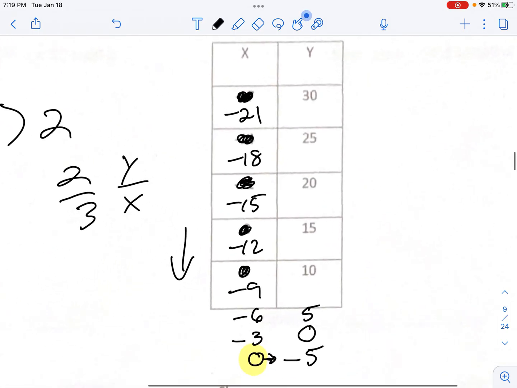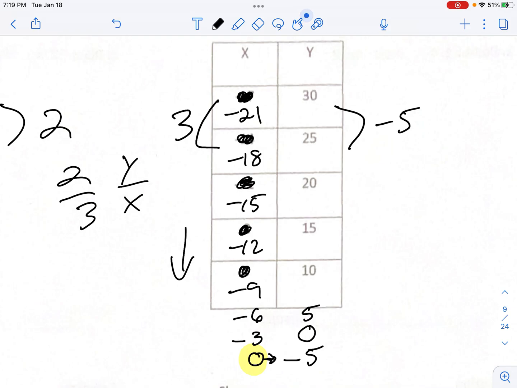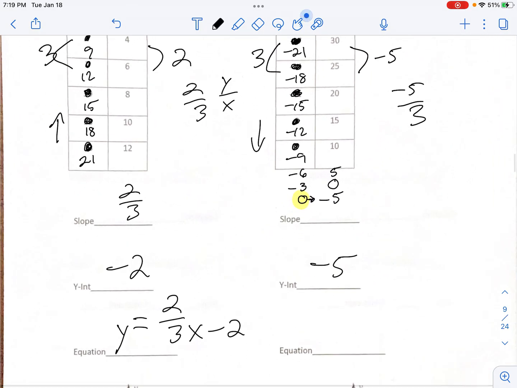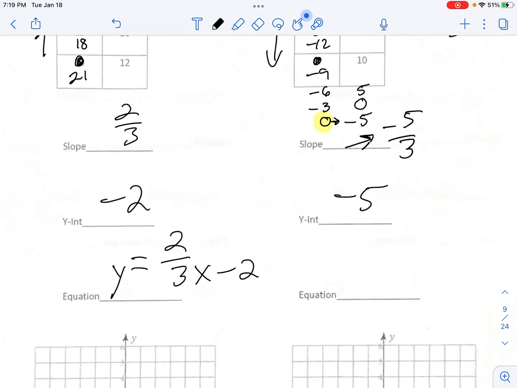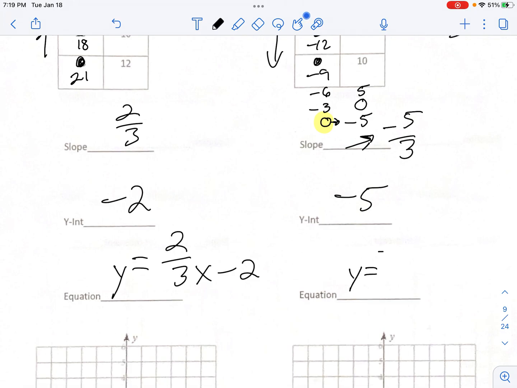Now we need to go to the slope. Doesn't matter which two you pick. So 30 to 25 is down 5. Negative 21 to negative 18 is actually up 3. So y over x, and there's my slope. So my slope is negative 5 over 3. All right? So now I write the equation. y equals negative 5 over 3x minus 5.